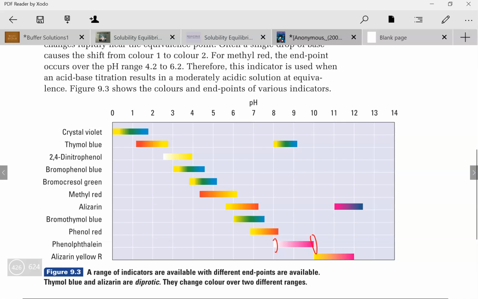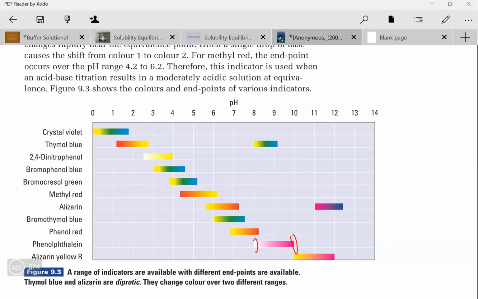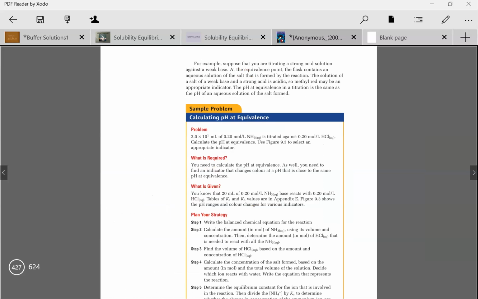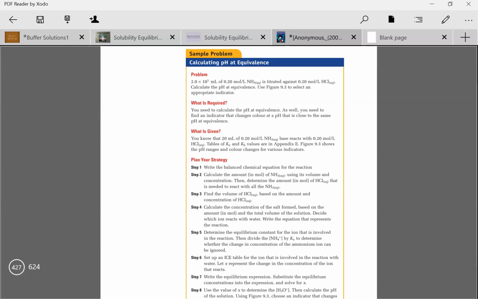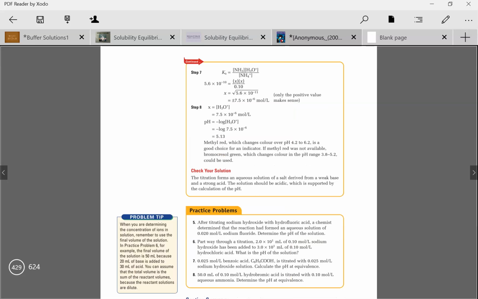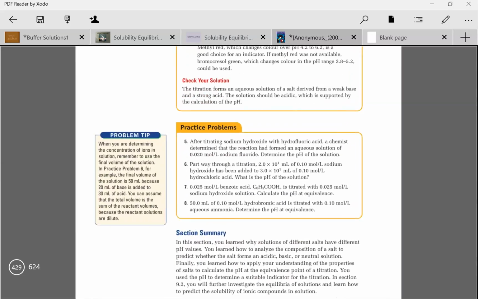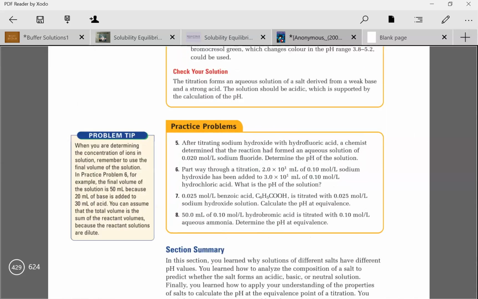And different indicators have different endpoints, and so depending on which titration you're doing, you would use an appropriate indicator. So that's that for pH. For indicators, we're not going to focus too much on that, but we are going to do the homework questions on page, where are we? Yes, these guys, page 428.